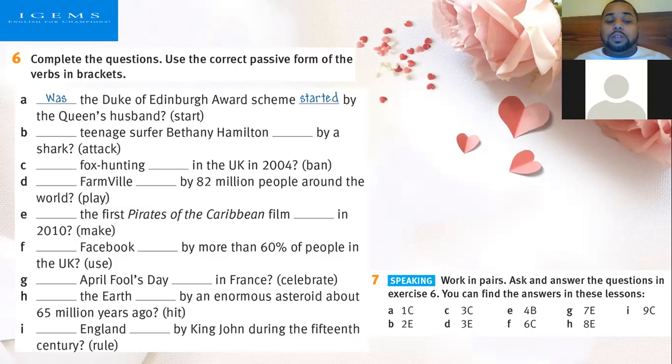Was teenage surfer Bethany Hamilton attacked by a shark? Let me see. Yeah, that is correct. Attacked by a shark. So let us see. Was fox hunting banned in the UK in 2004? Okay. So letter B, letter D, I'm sorry.